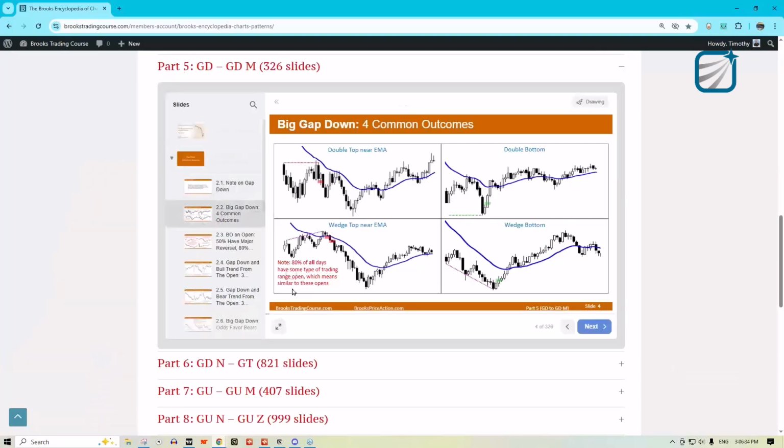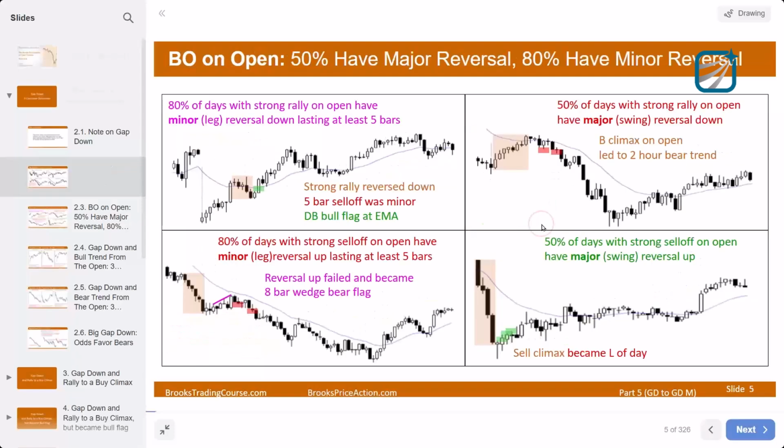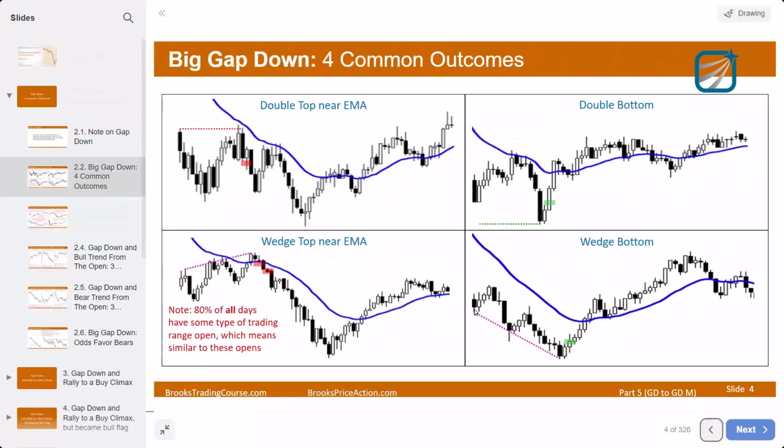So I'm in gap down, 4 common outcomes. Spike down, creating a double top for a swing down. Basically sideways, a couple of legs up to the moving average, a couple of sell signals for a swing down. Move to the moving average, a climax to support, which becomes the low of the day. Or continuing down to a low of the day. These are 4 common outcomes.